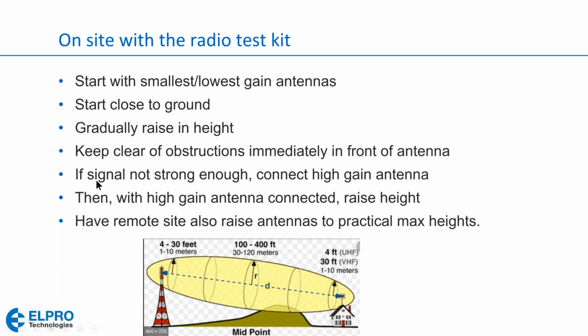Okay. So if the signal is not strong enough, then connect a higher gain antenna. Then with the higher gain antennas connected, raise the antenna height. And then have the remote site also do the same things to practical maximum antenna heights.